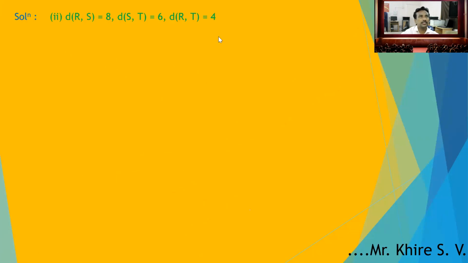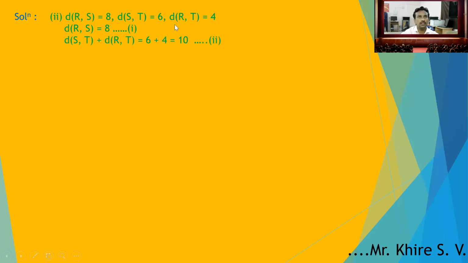Second example. Distance RS is equal to 8, distance ST is equal to 6, distance RT is equal to 4. This is given. Now first of all we have to find out the biggest distance out of these 3: 8, 6 and 4. Which is bigger? 8. Means distance RS is equal to 8. This is the biggest distance. Suppose this is equation 1.